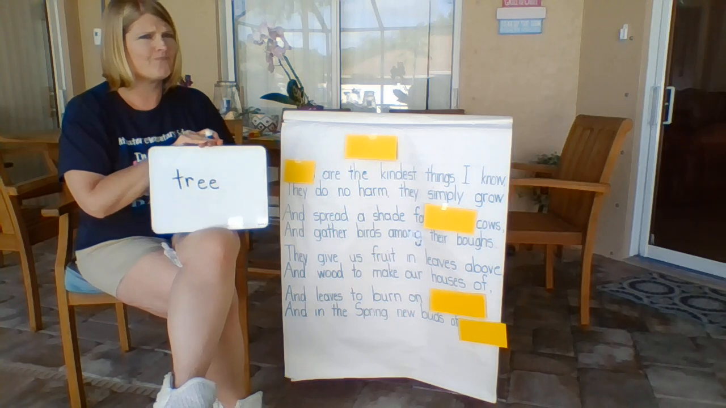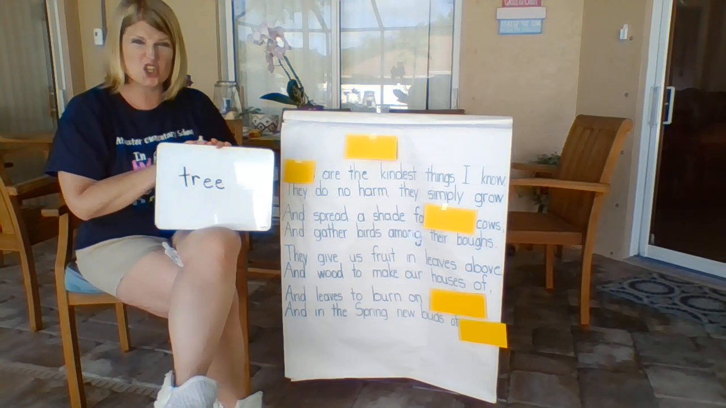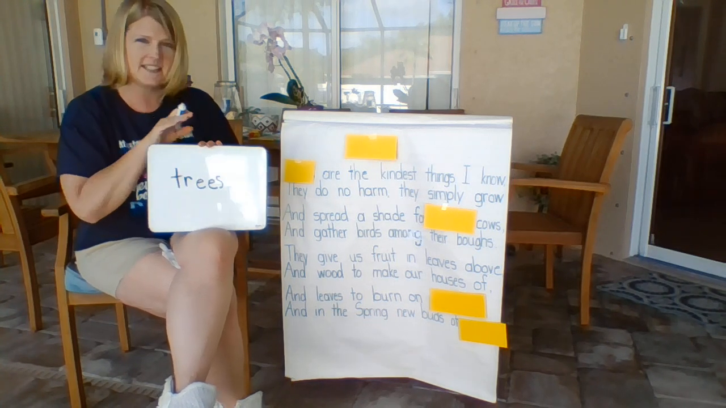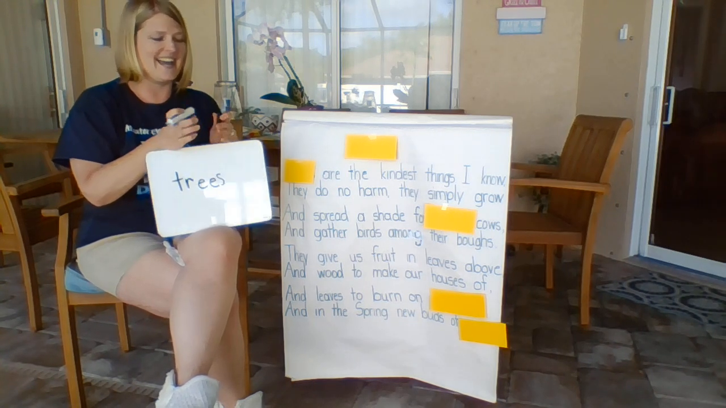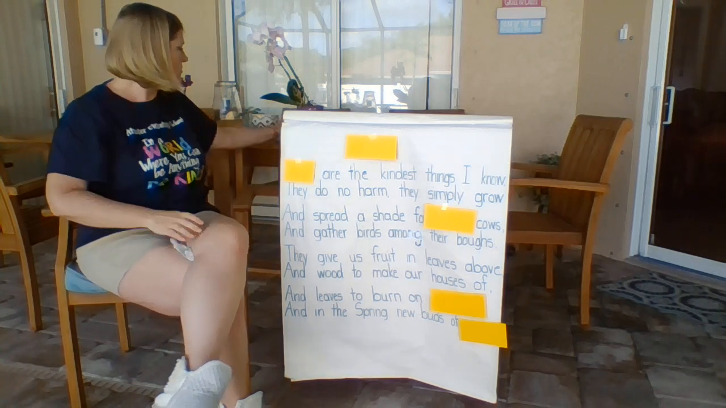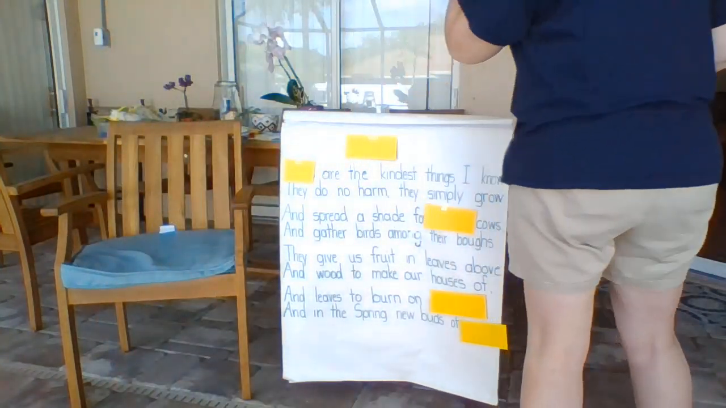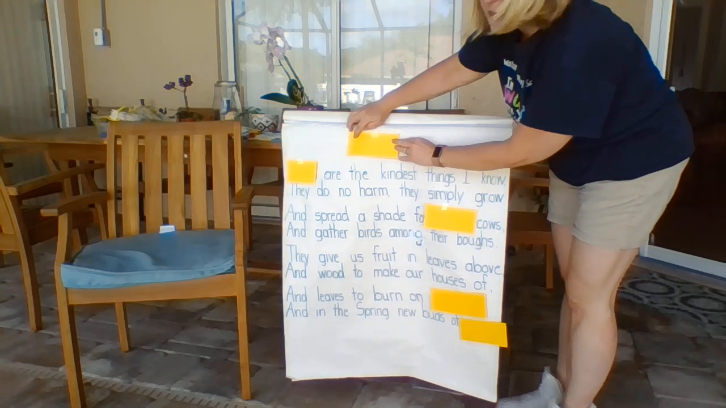Am I done? This is only one tree. We were talking about all trees, weren't we? So we needed that plural S on the end to show us it's more than one. There is our word trees. Fantastic. I'm going to set this down, and we are going to slowly uncover and check our word, reading it as we see each of the parts. Here we go. Ready?